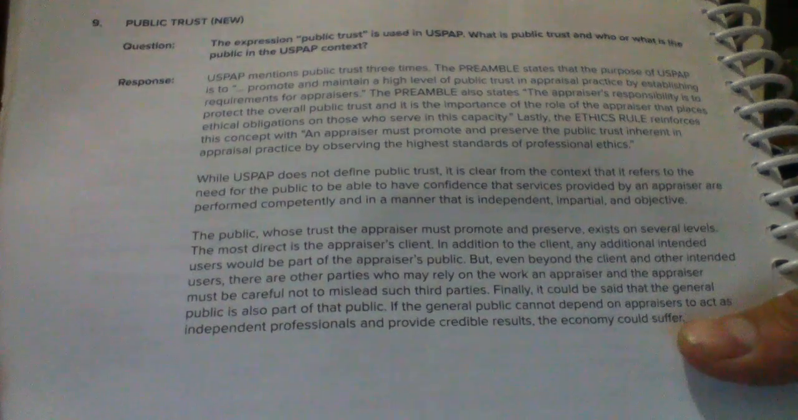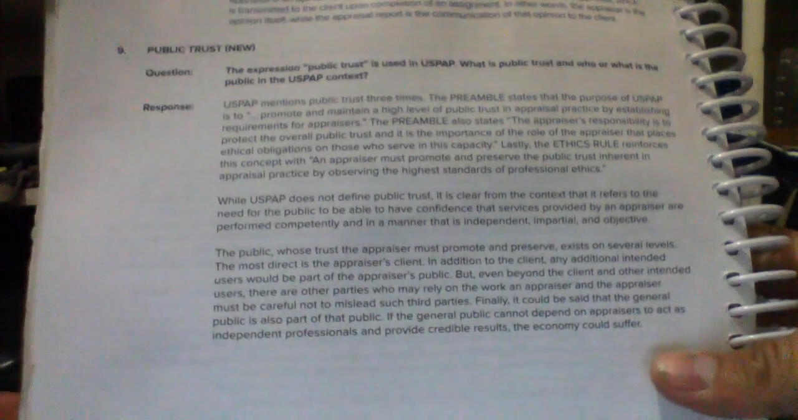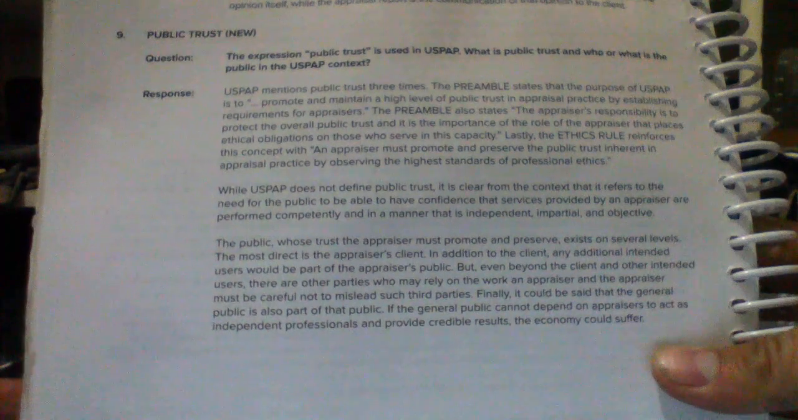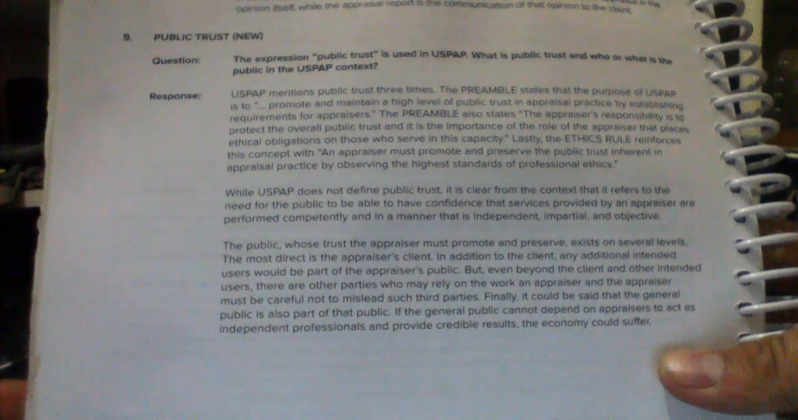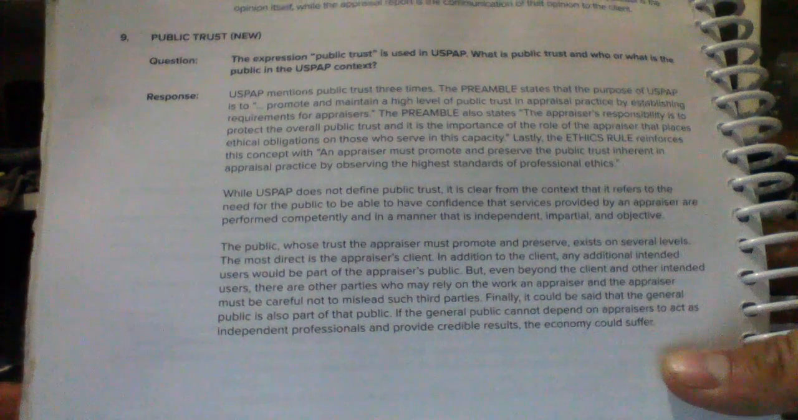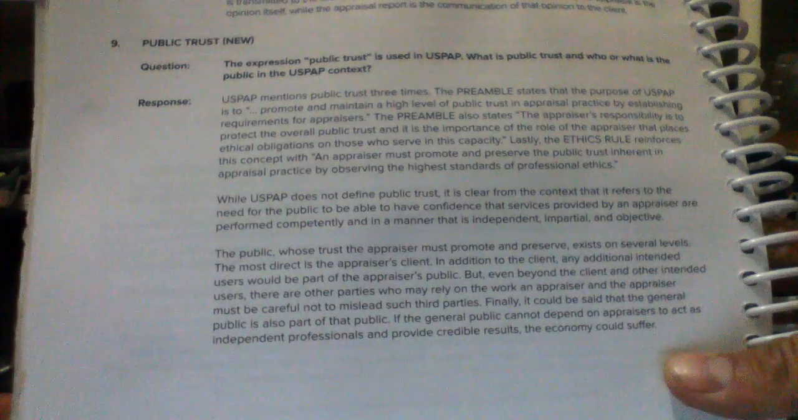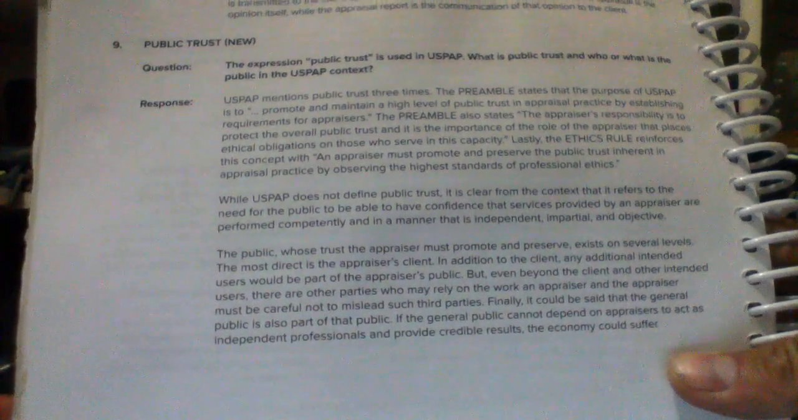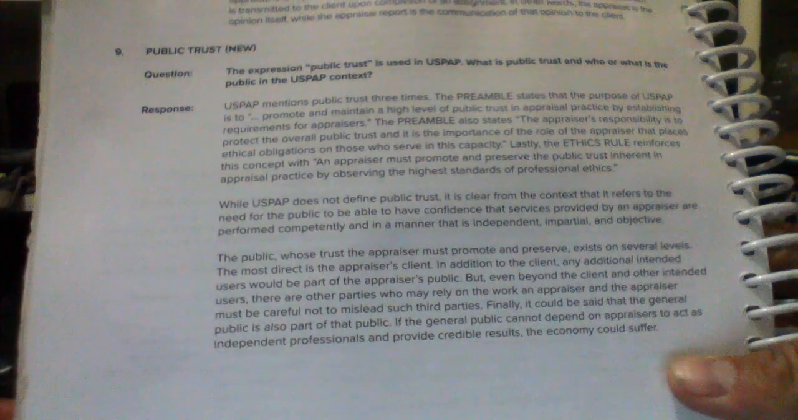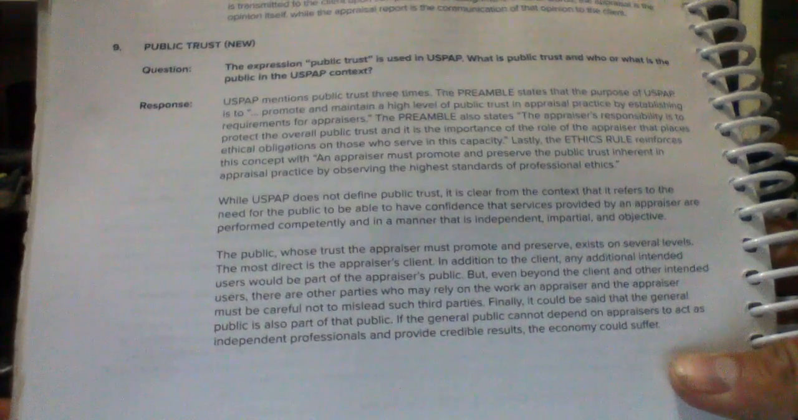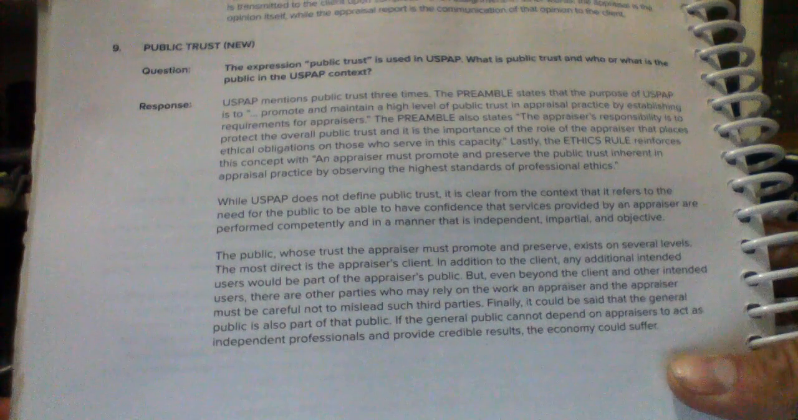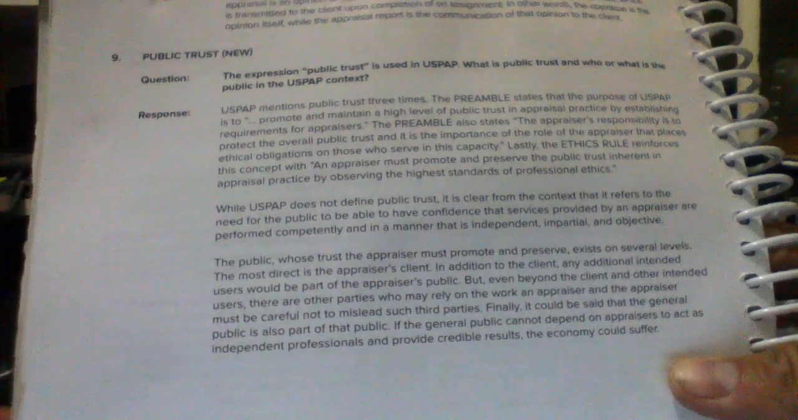It is important to understand that USPAP distinguishes an appraisal from an appraisal report. An appraisal is an opinion of value. An appraisal report is the communication of an appraisal, which is transmitted to the client upon completion of an assignment. In other words, the appraisal is the opinion itself, while the appraisal report is the communication of that opinion to the client.